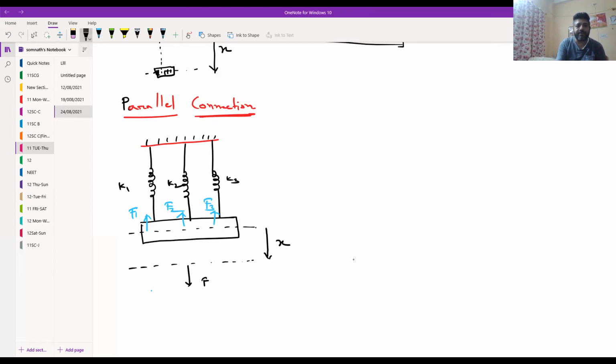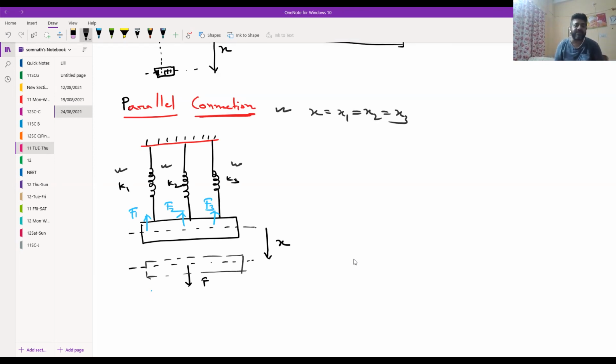So I think you can realize one thing in parallel combination. What happened? The elongation by each spring is the same as the total elongation, yes or no? Whatever this one elongates, this one will elongate the same, and this one will also elongate the same, yes or no? Because the block is coming from here to here. Yes, sir. So their elongation is the same.